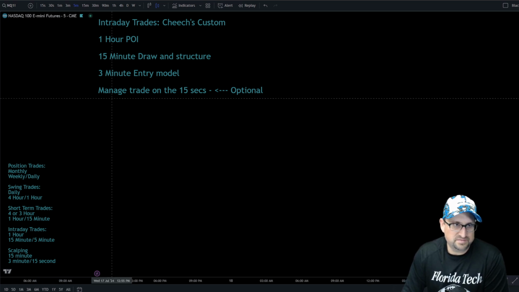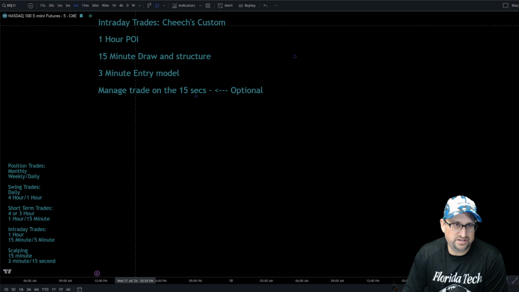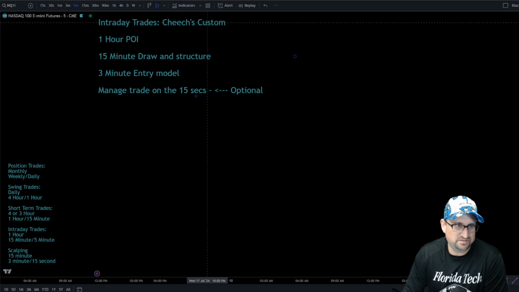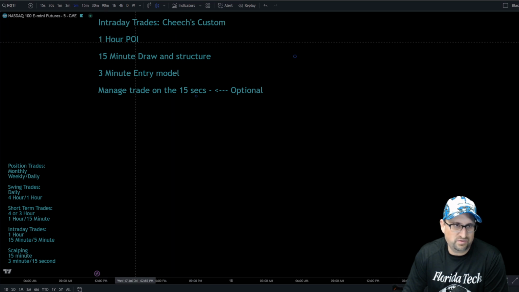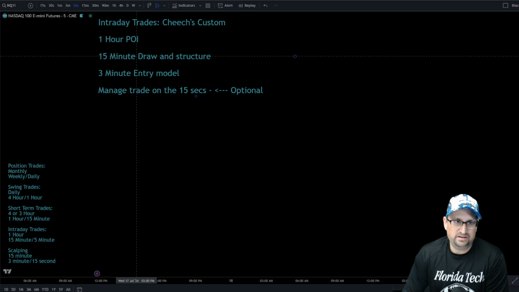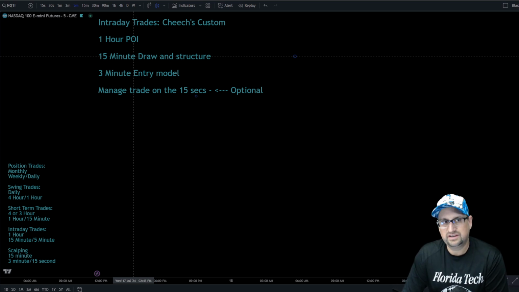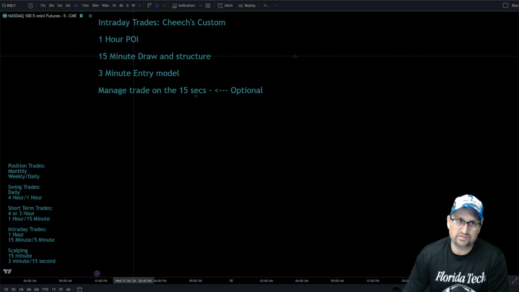Okay. So I'm going to use this example up here. These are the intraday trades. This is Cheech's custom right here. I just used the 1 hour point of interest. Okay. Fair value gap, breaker block, high, low, things like that. I'm looking for a 15-minute draw and structure. So when I'm looking at the 15-minute, I'm considering structure and I'm considering where my draw of liquidity is.